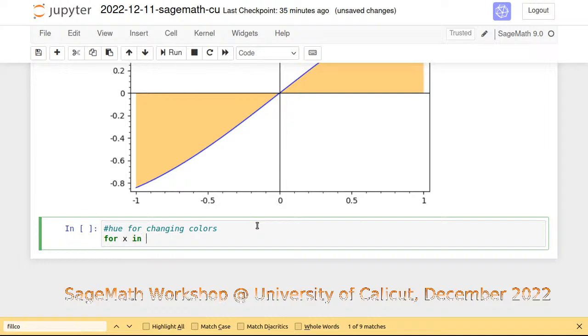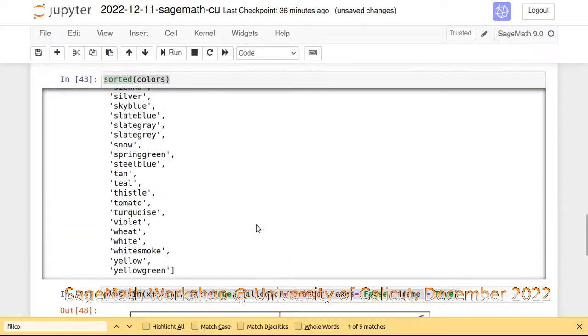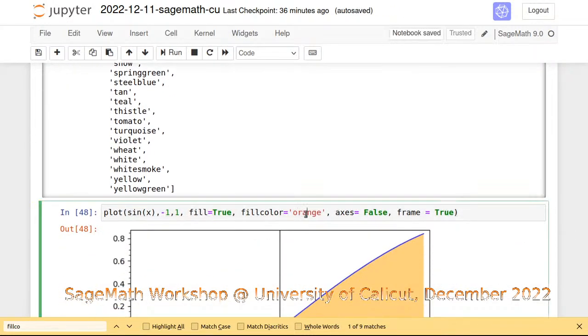Sir, I have one question. Yes, please. Sir, in the fill color, if the color was filling the part with the x-axis, is it possible to fill the color from curve to y-axis? The graph to y-axis. Is that what you want? Yes. Like if you are trying to plot the x square curve from -1 to 1, and I want to fill with respect to the y-axis, not the x-axis.